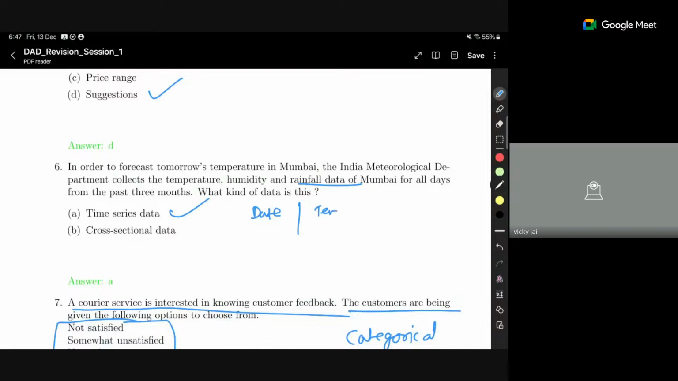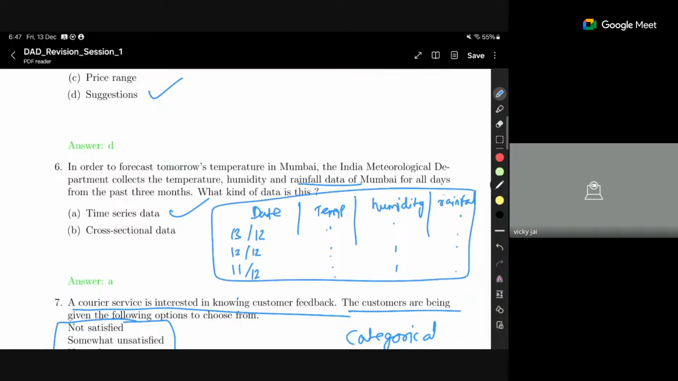So some date is there. Then you write temperature, then humidity, then rainfall. Let's say 13 December, then 12 December, then 11 December, and so on. Every day some temperature, some humidity, some rainfall will be written, and we are collecting the data of the same place, which is Mumbai.